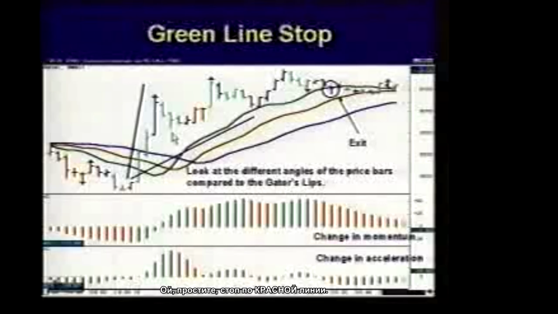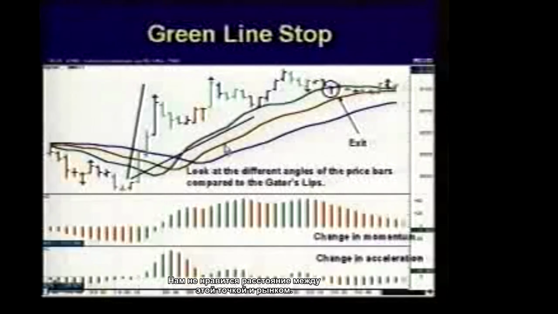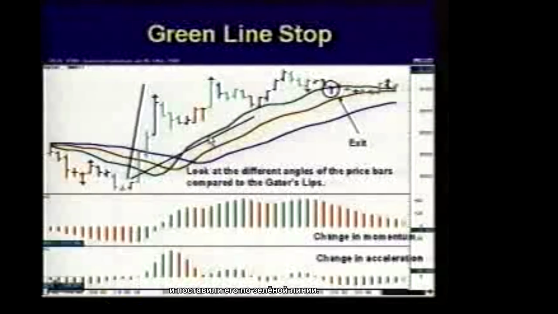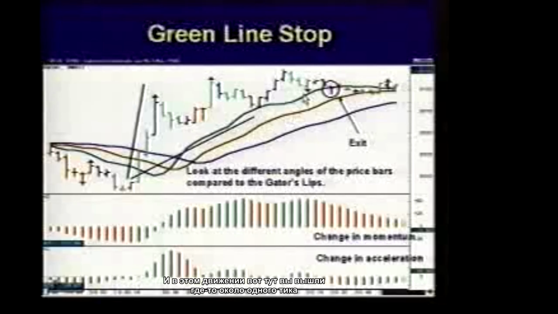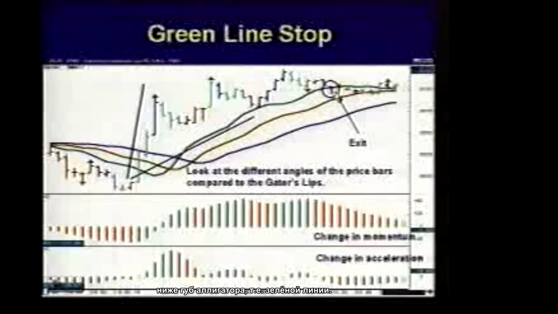So what we've decided is, the red line would have been a loss. It's not a comfortable distance between here and the market. So we have moved our stop up and placed it on the green line, stop close only. And in this move, this is where you exit out. It closed about one tick below the gator's lips, which is the green line.